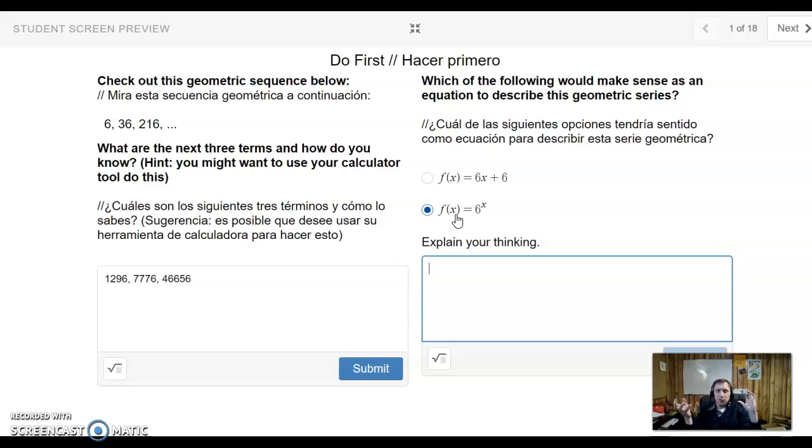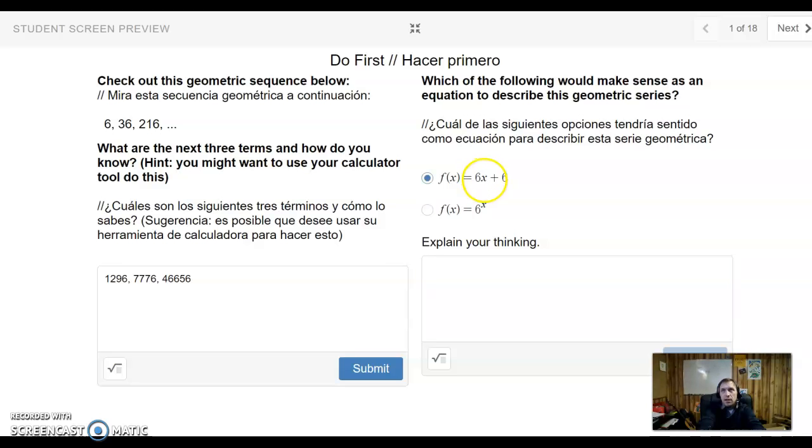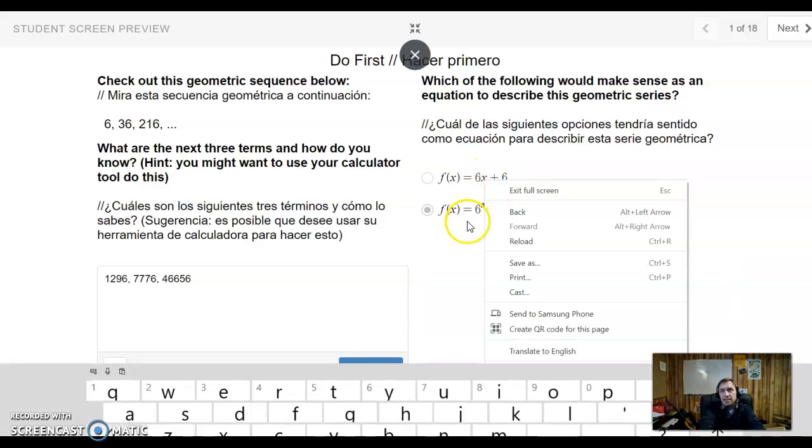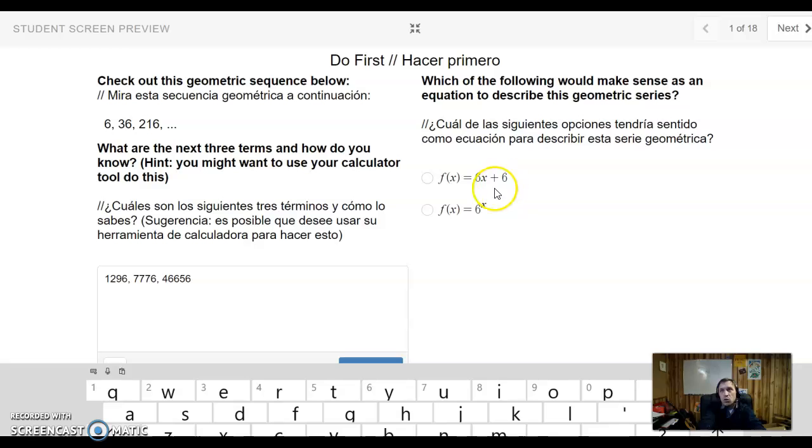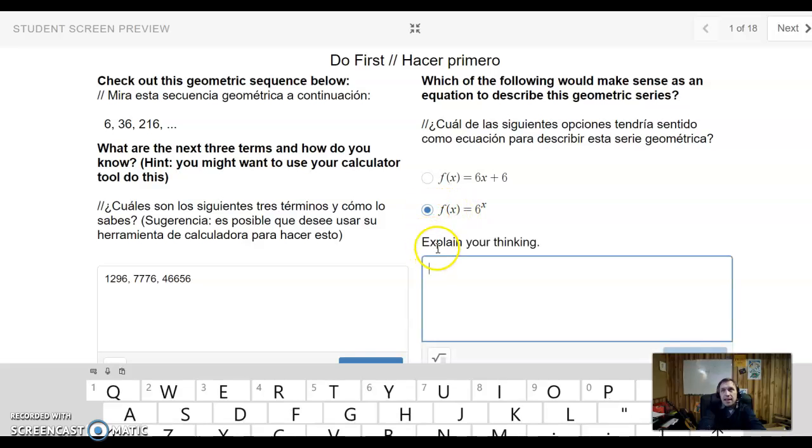So if you are stuck and you're not sure, you can always test our solutions in here. And to test those, right, we just plug in our first term in for x. So we should get back a 6. If I plug 1 in for x, I get 6 times 1 is 6. 6 plus 6 would be 12. So that doesn't work. If I plug 6 to the 1 power, or 6 to the first power, I get 6. And that does work.